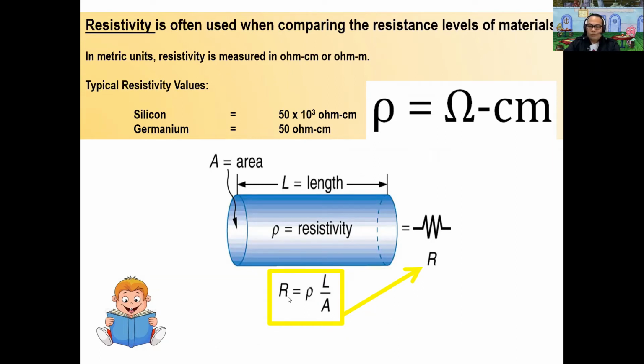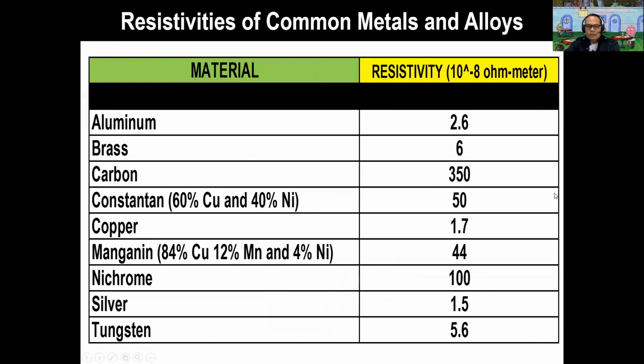So this is the formula to get that. And again, this is resistivity. The unit for that is ohm centimeter. Okay, so what I'm presenting next are some resistivities of common metals and alloys, because in the construction of some mechanical, computer, electronic, or electrical applications, we usually use materials that have resistivities of their own.